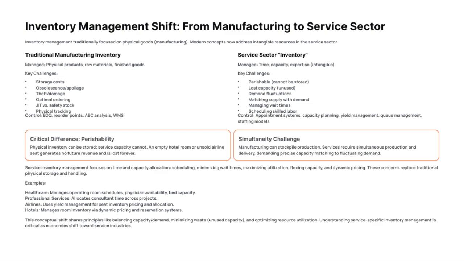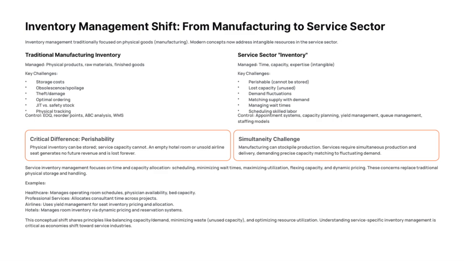Controlling this involves appointment systems, capacity planning, yield management, queue management, and staffing models. Since capacity cannot be stored, managing demand fluctuations, matching supply with demand, and controlling wait times are vital. Scheduling skilled labor becomes an integral part of this process. Now, in the service sector, inventory management is more about managing time, capacity, and expertise, things that are intangible. This is different from traditional inventory management, which focused on physical products, raw materials, and finished goods, often managed through techniques like EOQ, reorder points, or ABC analysis.